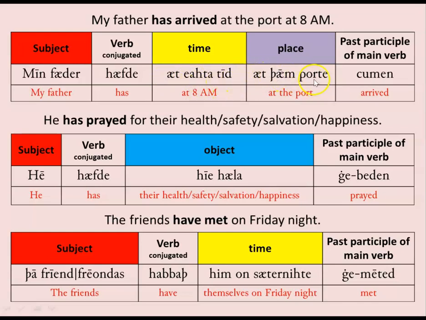At thǣm porte. Okay, so the place here, now it's at a location, so we need the dative of port, which is porte, and the demonstrative article must also be dative singular. So this must be a masculine or neuter noun, because thǣm covers the case for masculine or neuter singular. Okay, dative. Cumen is the past participle of the main verb, arrived, cumen. Okay. Now, next sentence, he has prayed for their health, safety, salvation, happiness. So health, safety, salvation, happiness is covered by that one word, hǣlu.